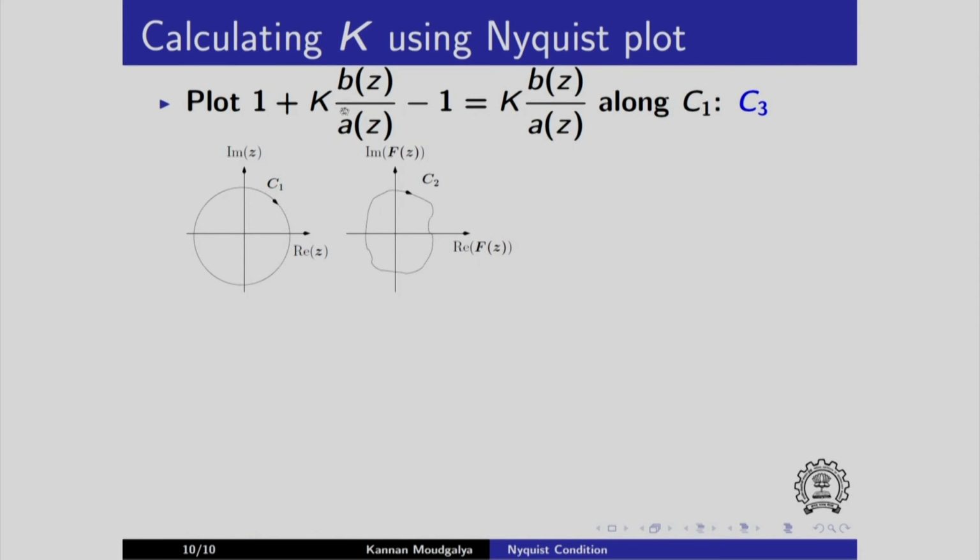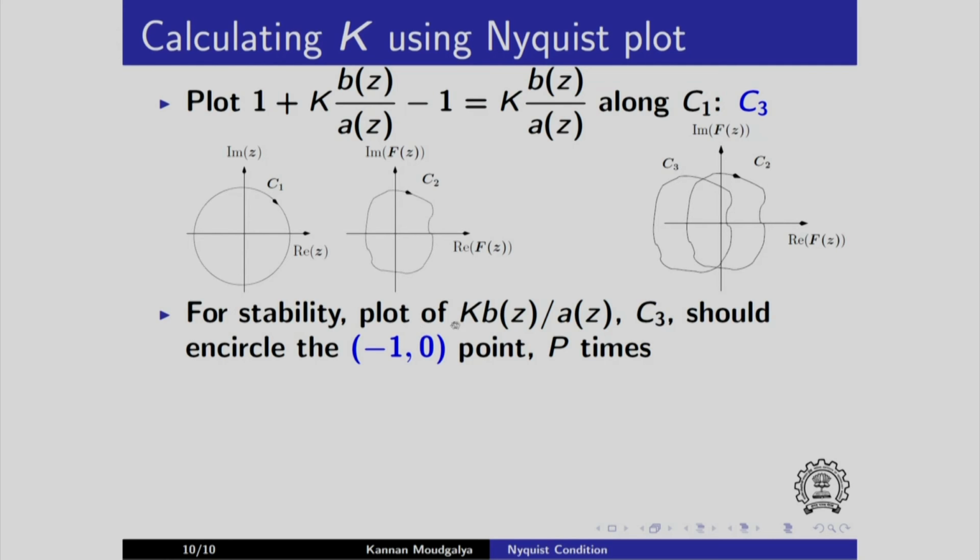So because we do not know k yet, let me first subtract 1. So we will plot k into b by a along C1, I will call it C3. Remember C2 came from plotting only 1 plus kb by a. Now I am going to subtract 1 from every point here. So I get this new curve as C3. This is also plotted in the f plane, imaginary f versus real of f.